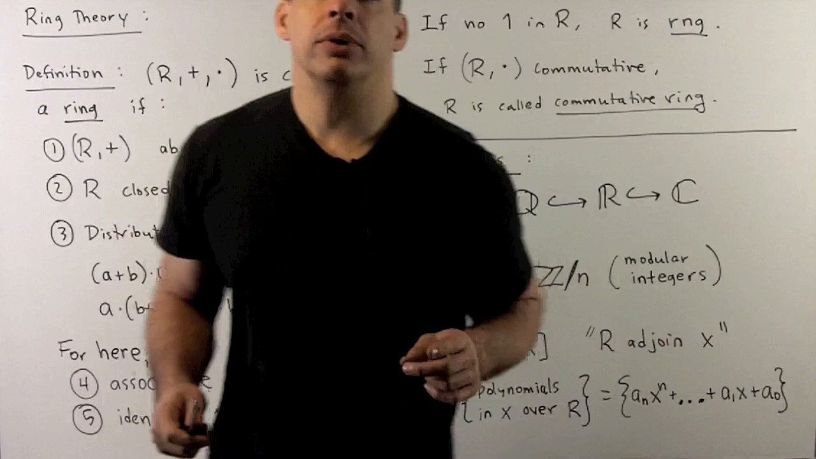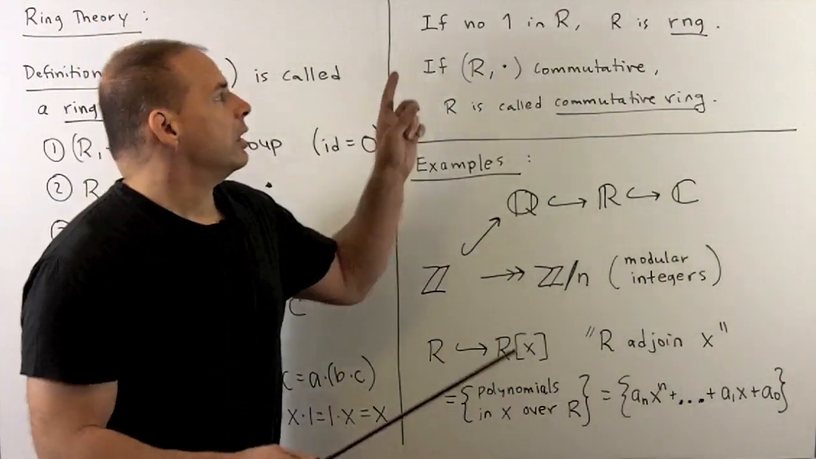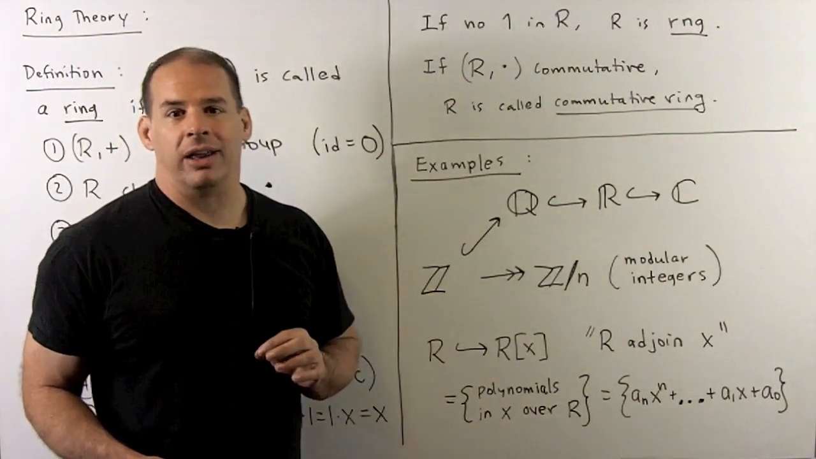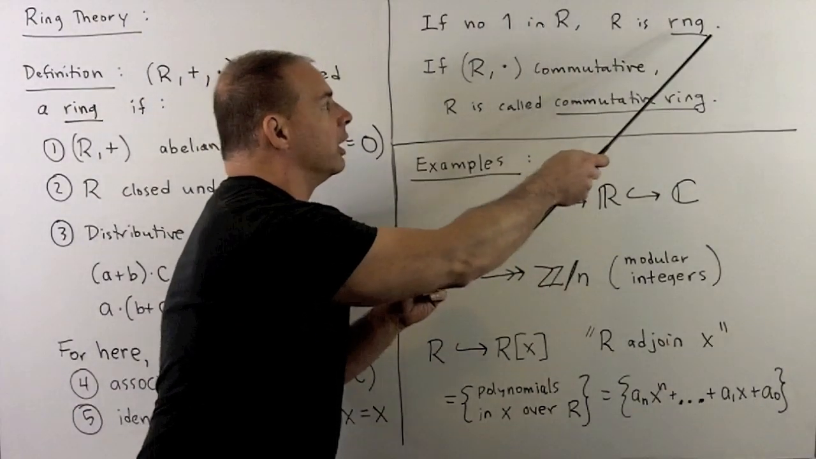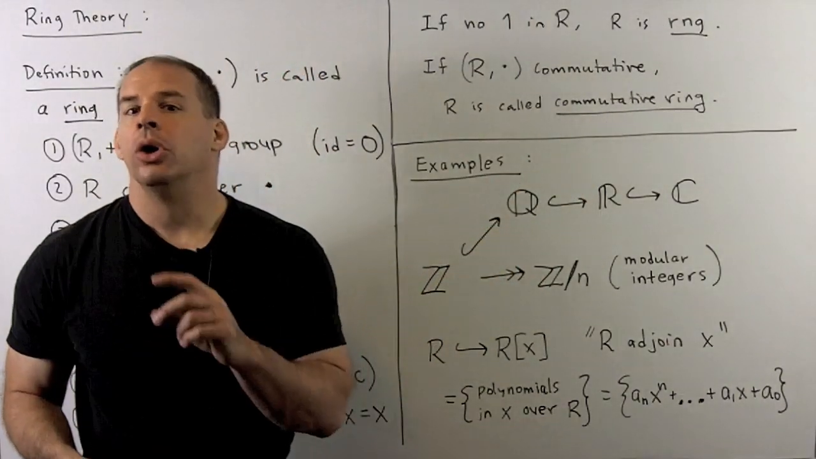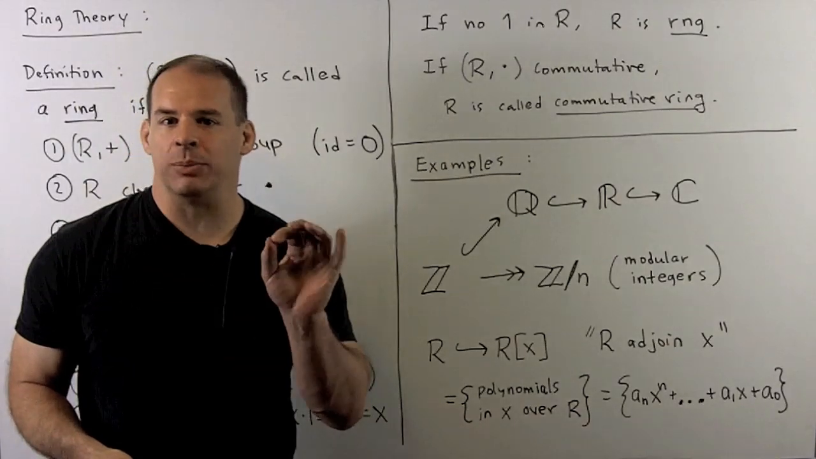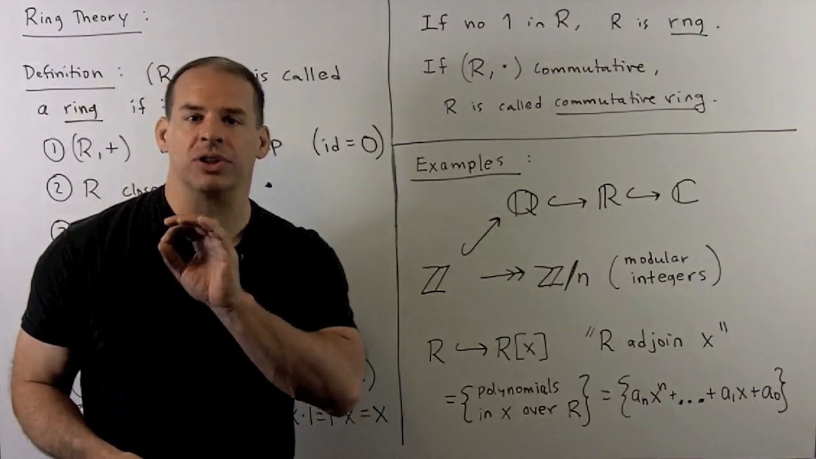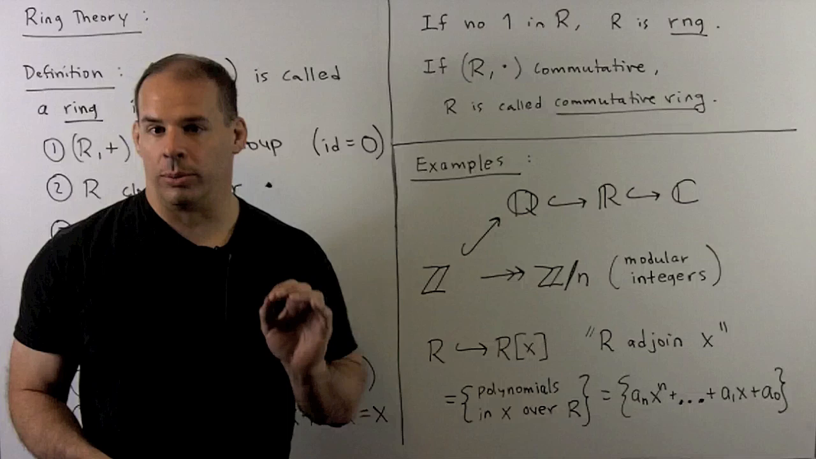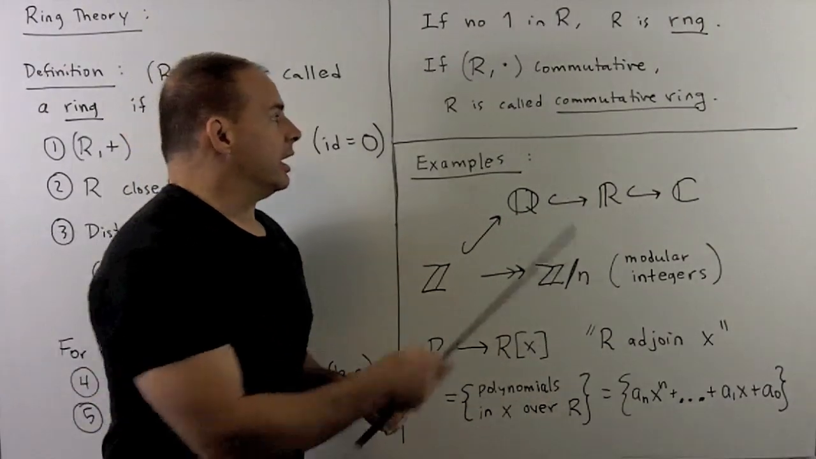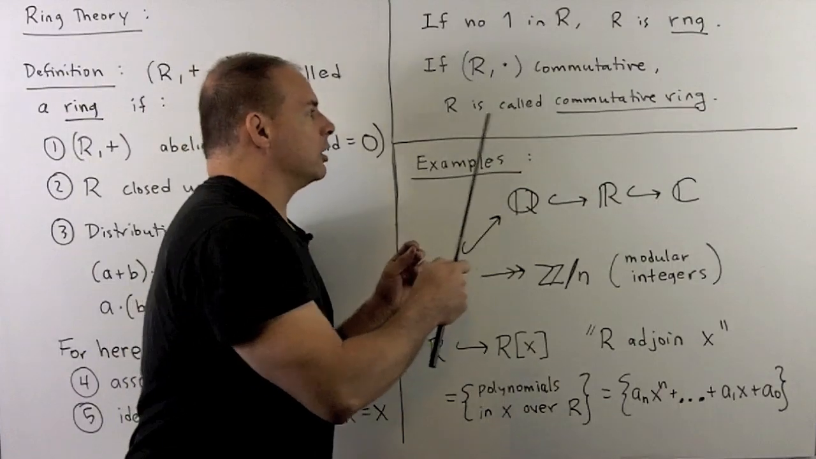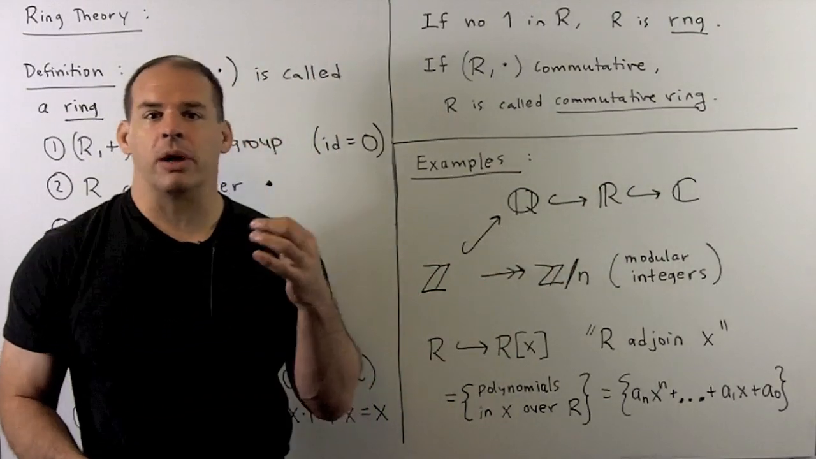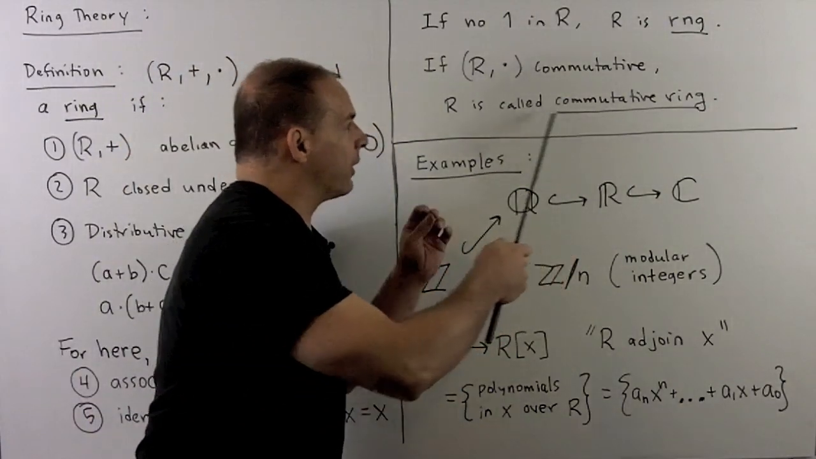Now, sometimes we don't have a 1 in our ring, and then we just call it an rng. So we take the i out of ring. We need not insist on our multiplication being commutative. So the addition is always commutative, not necessarily the multiplication. If multiplication is commutative, then we'll just call R a commutative ring. So here when we talk about commutative, we're talking about the multiplication.